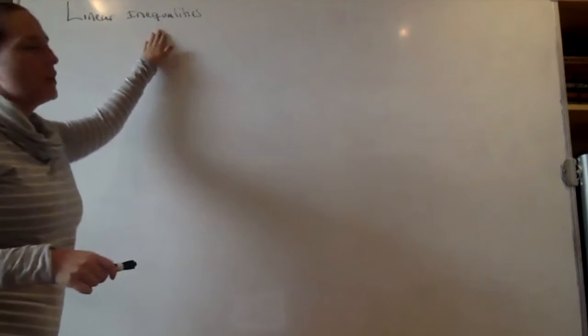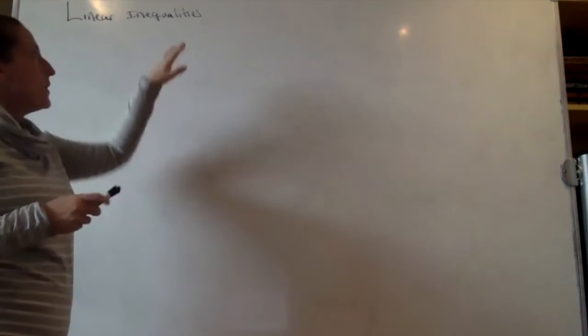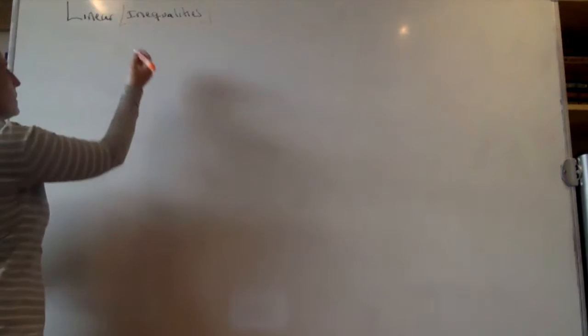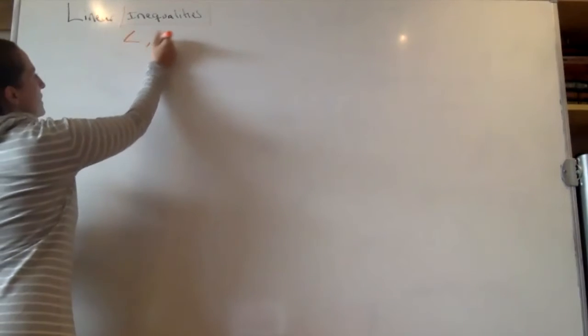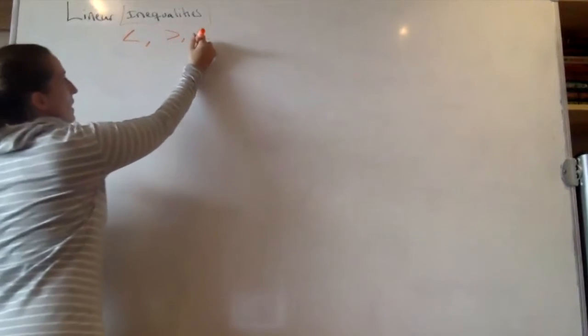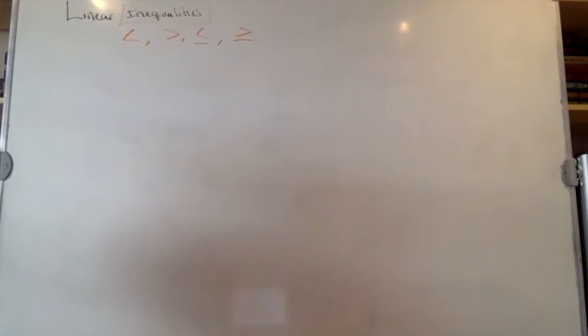So we talked about linear equalities. Now we're going to talk about linear inequalities, specifically solving linear inequalities in one variable. The big difference here is this word inequality versus equality. When we're dealing with equalities, we have the equal sign. When we're dealing with inequalities, we're talking about these signs here: the less than, greater than, less than or equal to, and greater than or equal to signs.